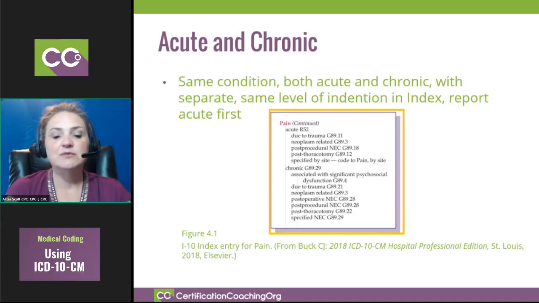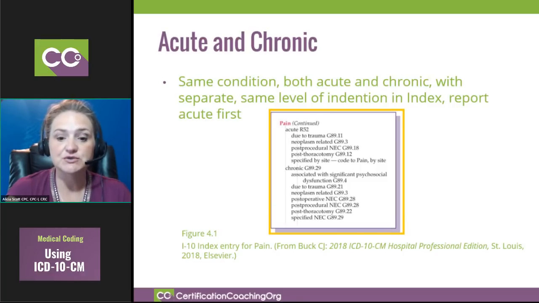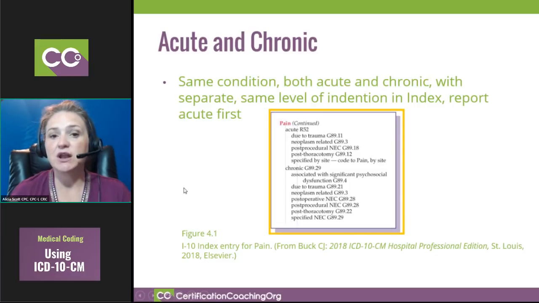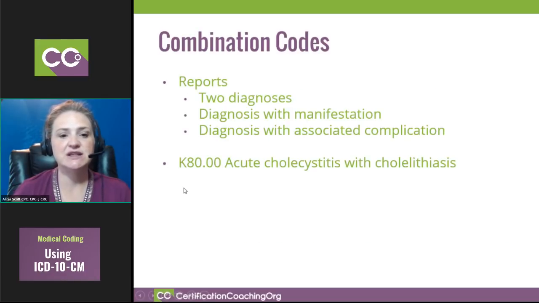But if after the patient's ankle had healed and was no longer getting treatment on that fracture, he continued to have chronic pain, and the doctor diagnoses him with chronic ankle pain, then it would be chronic pain due to trauma, due to the trauma that he had to the ankle, G89.21. There you go. Be very careful with acute and chronic when you're getting test questions. Make sure you understand the difference.